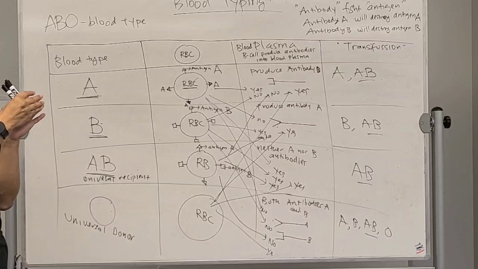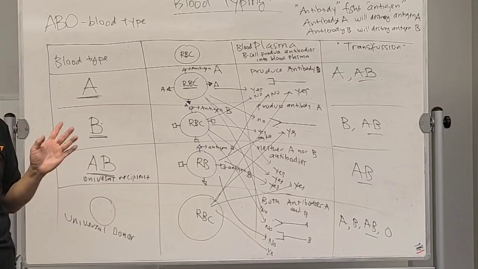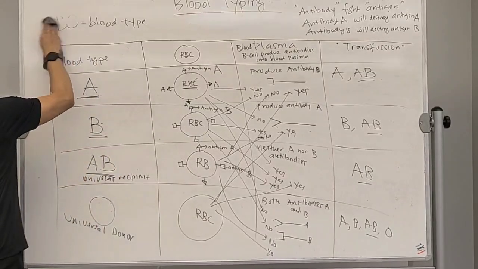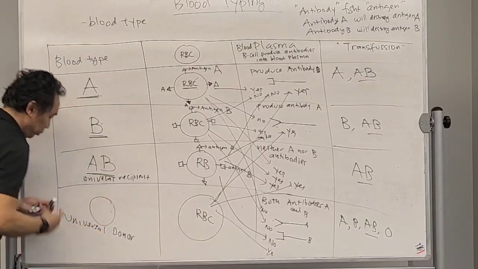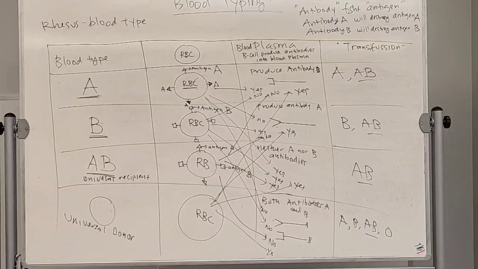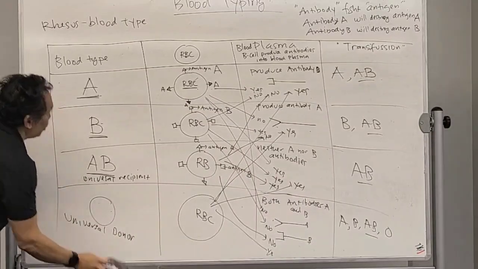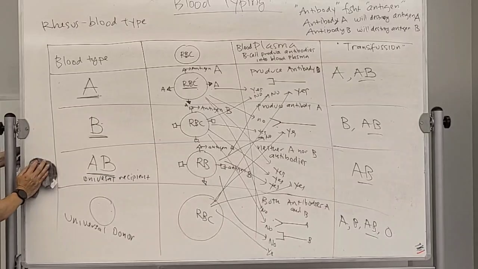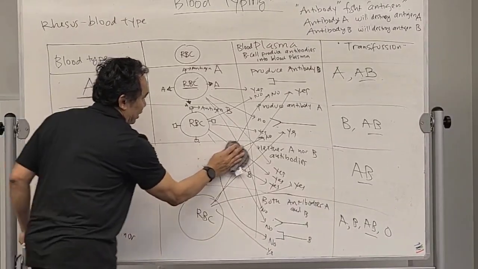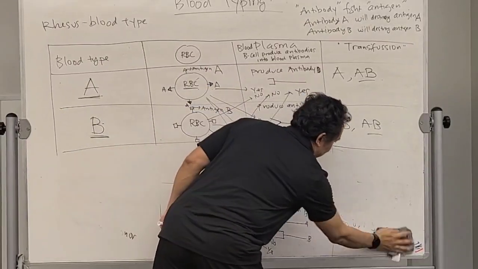Can you follow this one first? The ABO blood type. If not, you got this right. Now we go to the second blood type, the rhesus. Rhesus blood type. For the rhesus blood type, only two. I'm going to erase the rest over here. We don't really need it. Okay.